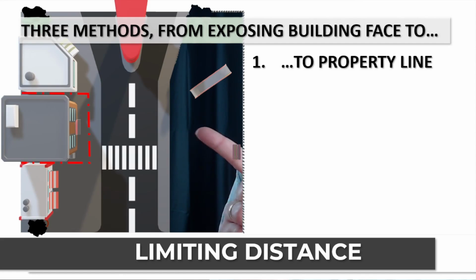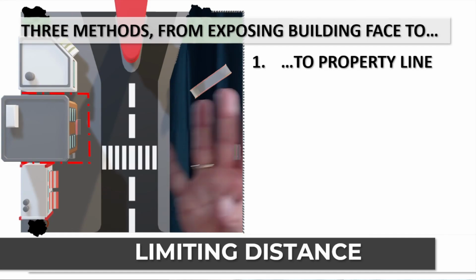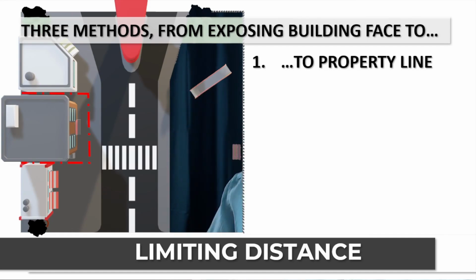I'm showing it as a red dashed dot line here. So the limiting distance would be from each of those exposing building faces to the property line around that building for each face. Okay, so there are 4 limiting distances because there are 4 exposing building faces.